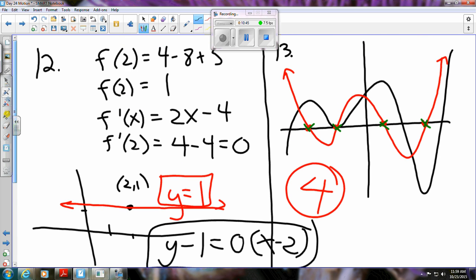And then in 13, they gave you a graph of the function, which I have in black. And they said, how many times does the derivative cross the x-axis, not the function? And so if you think about when you graph the derivative, you're graphing the slope of the original function. So whenever the slope of the original function changes sign, the graph of the derivative will cross the x-axis.